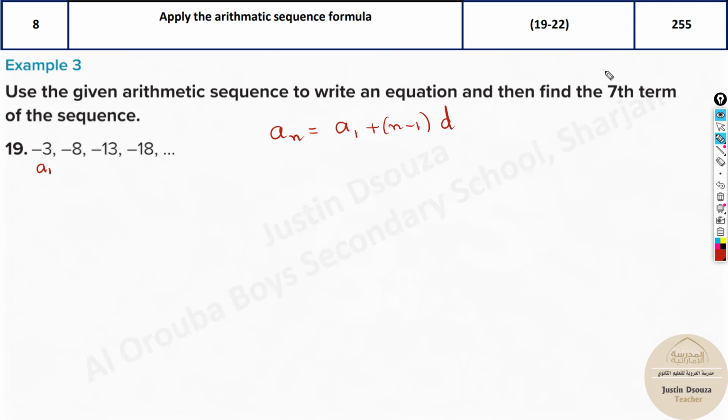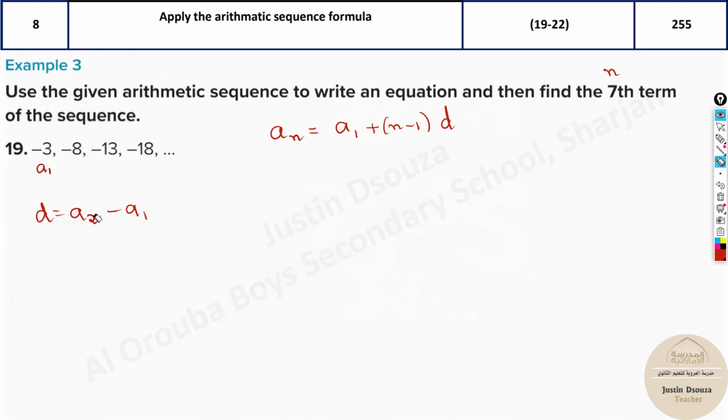And then find the seventh term, this is n. In the second part, we have to substitute n as 7. What is this d? D is basically any second term minus the previous term. It is basically an minus an minus 1, because if you're considering minus 13, the previous term will be minus 8.